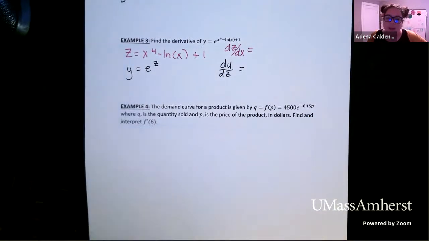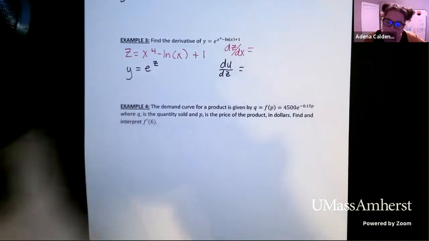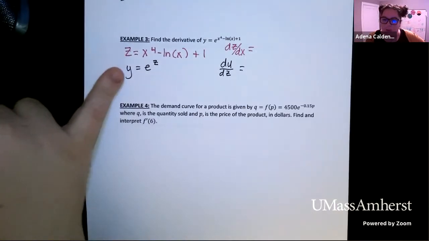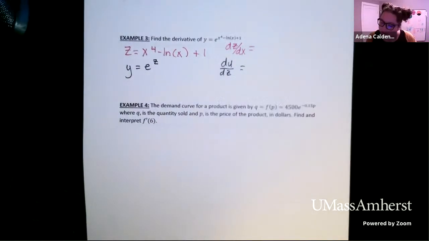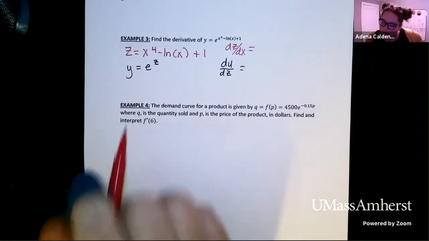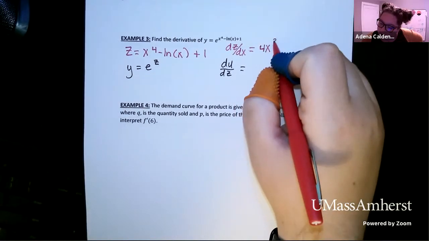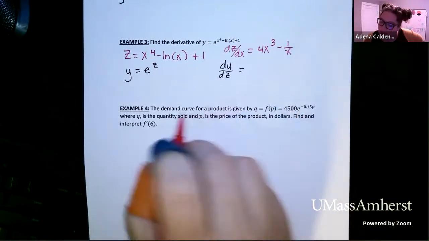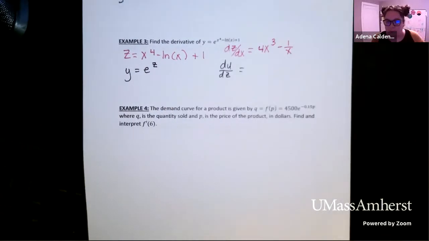Again, your z is going to be whatever is up in the power, which here is x to the fourth minus ln x plus 1. And then we're able to rewrite our original function as e to the z. The idea is to break this down into functions whose derivatives we can take based on that basics chart we had before. So the derivative of z with respect to x, if we go term by term here, we're going to get 4x cubed from the first term, minus 1 over x from the ln term, and then the derivative of 1 is 0.